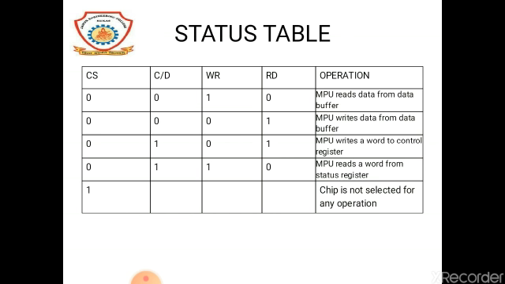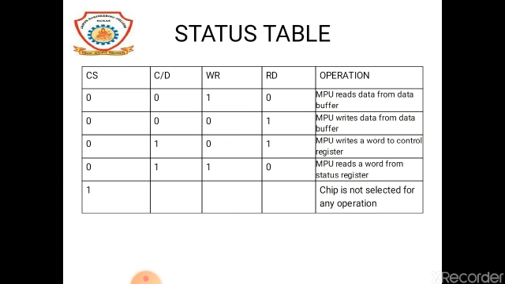In the same way, in second row, chip select is also 0, C/D bar is 0, WR bar is 0 and RD bar is 1. Now you can see easily that here WR bar is 0, so write signal will be activated, not read here. So the operation, you can see, MPU writes data to data buffer because we are giving 0 to WR bar, not 1. So WR bar will be activated and 1 is given to RD bar, so RD bar is deactivated obviously.